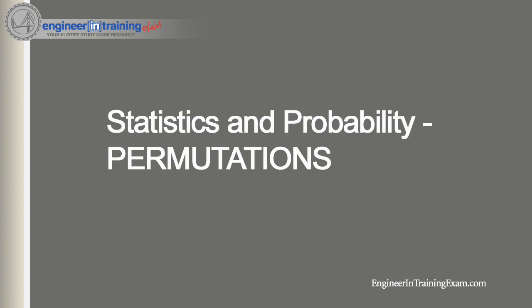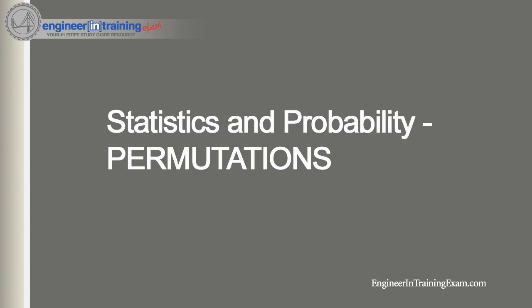From engineeringtrainingexam.com, and in today's quick tutorial we're going to review permutations. Permutations are an offshoot of the fundamental counting principle, which I covered in a previous quick review. Permutations specifically count the number of ways a task can be arranged or ordered.